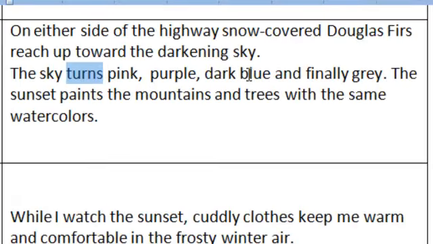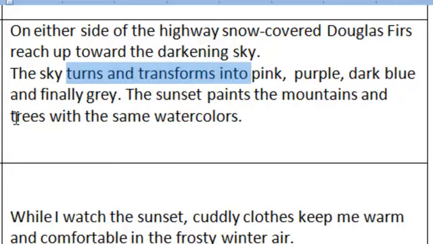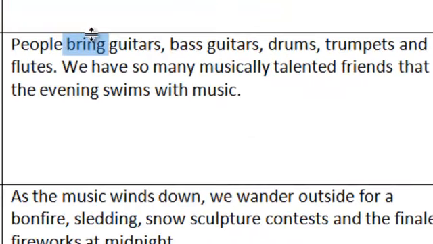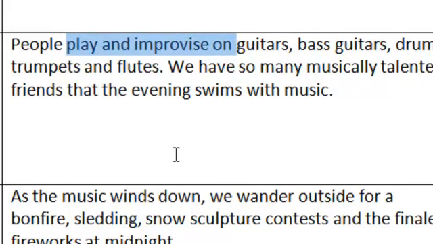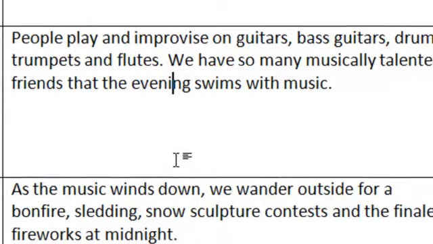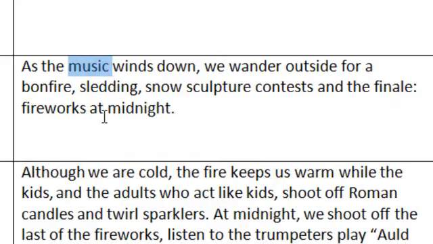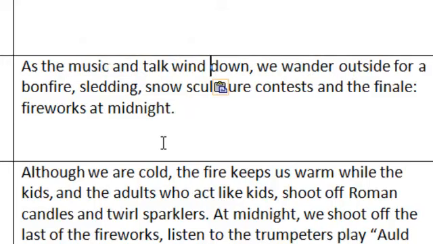In this sentence, I could change the word turns to turns and transforms into pink, purple, dark blue, and finally gray. Or, in this sentence, I could change the word bring into play and improvise on guitars, bass guitars, and drums, trumpets, and flutes. Okay, so you can see the way that a double verb works. What about a double noun? In this paragraph, I have as the music winds down, and I could easily change that to as the music and talk wind down. And that makes a more interesting beginning.